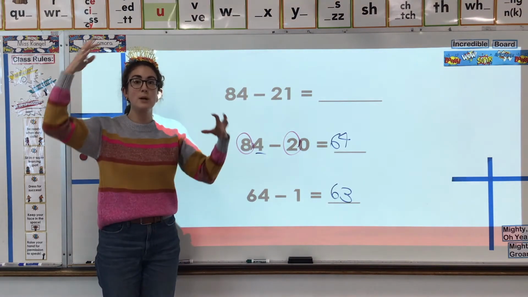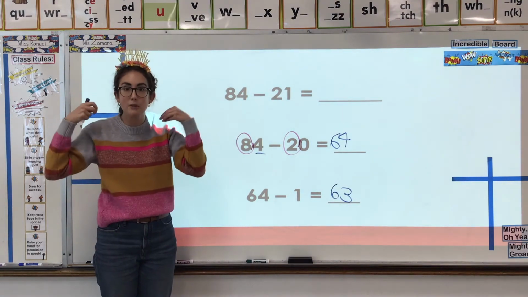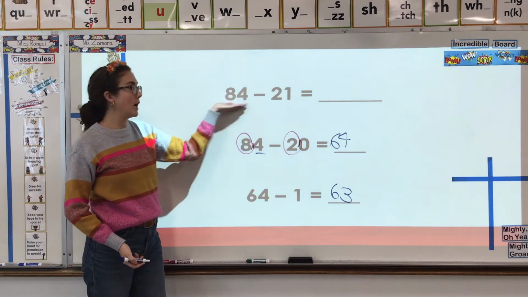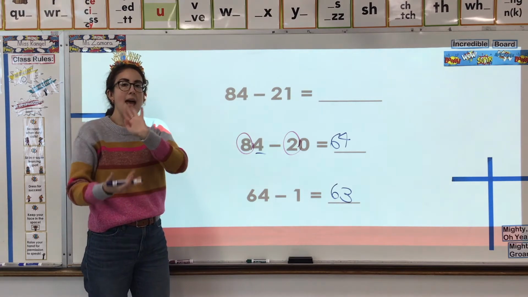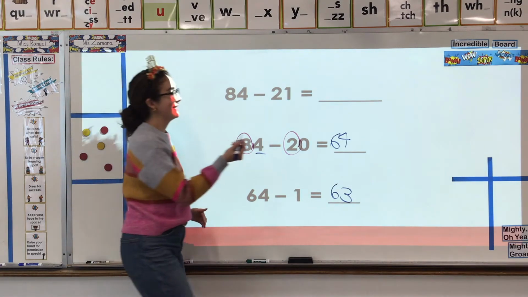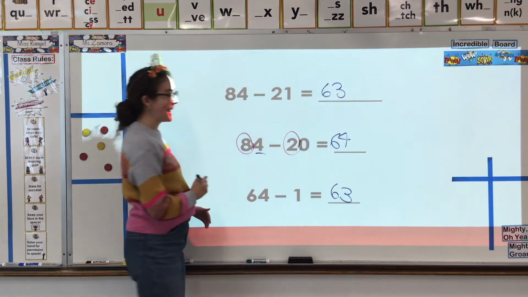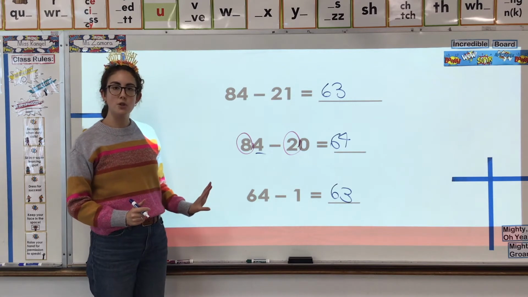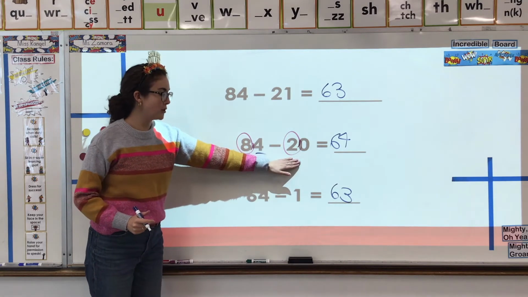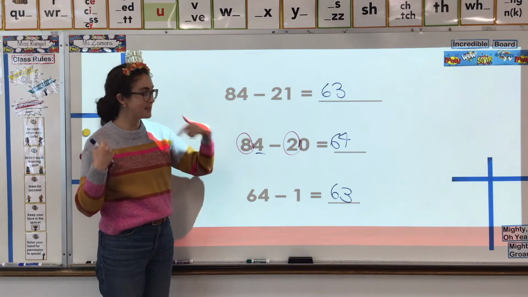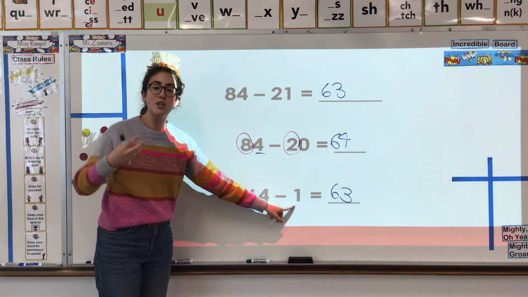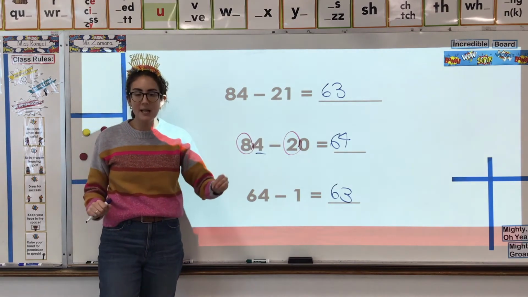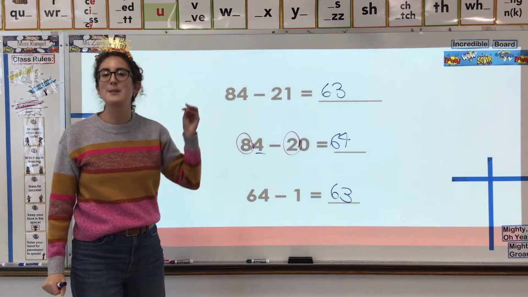63, my friends, because we're getting a smaller number. We're subtracting 21. So 84 minus 21 is 63, exactly. We broke this problem down into 2 steps. First, we took away the 2 tens, and then we took away the 1, and we're able to get 63 on our way to mental math.